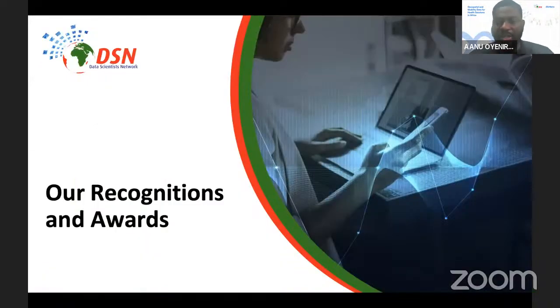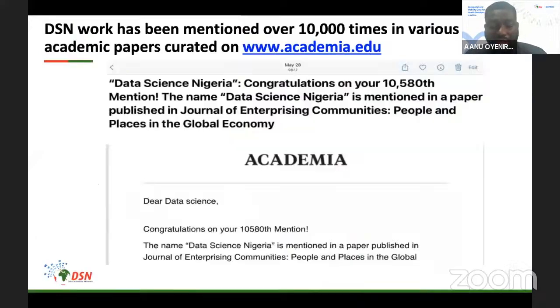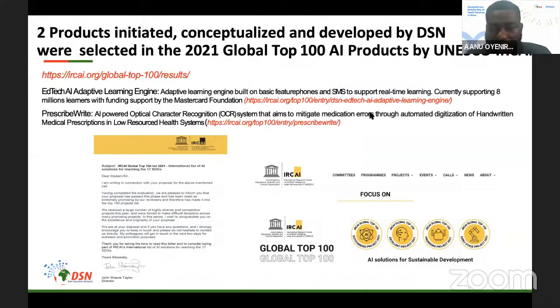I'll run through some of our recognitions and awards over the past few years. DSN's work has been mentioned and referenced over 10,000 times in various academic papers curated on academia.edu. This testifies to our work on research, which has been leading everything that we do.